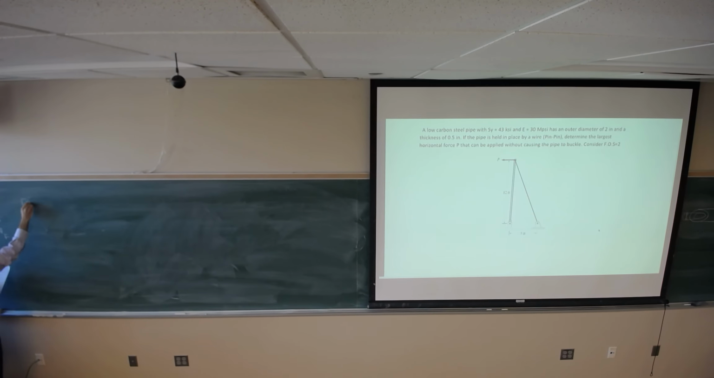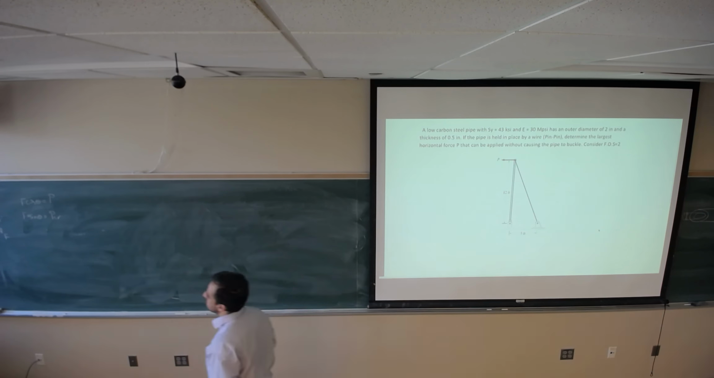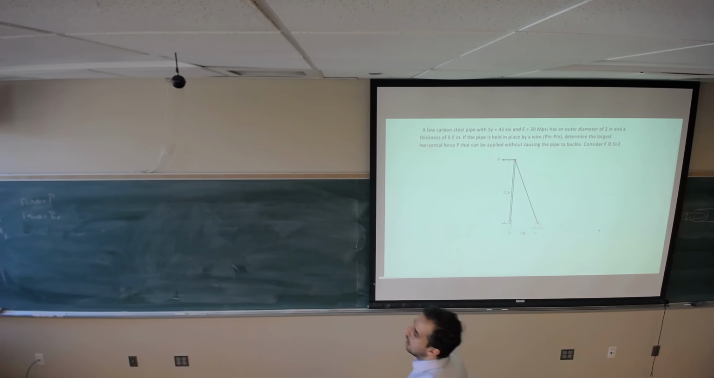F cosine of theta should be equal to P. This magnitude should be equal to this magnitude. And F sine of theta should be equal to P critical. This is how you can make sure the summation of the forces is equal to 0 in the x direction and y direction.